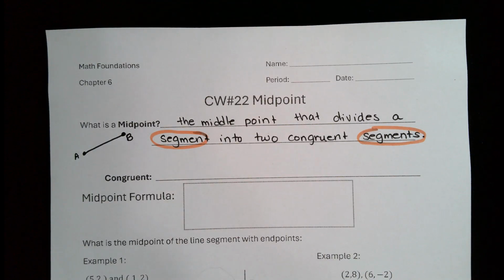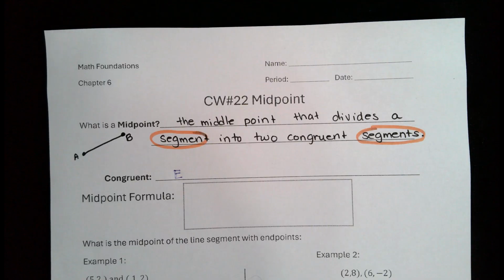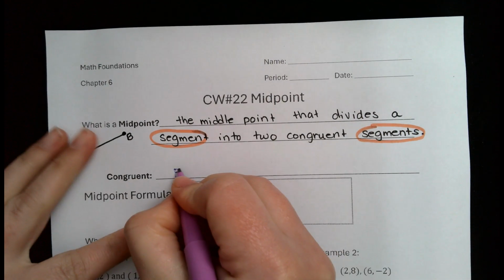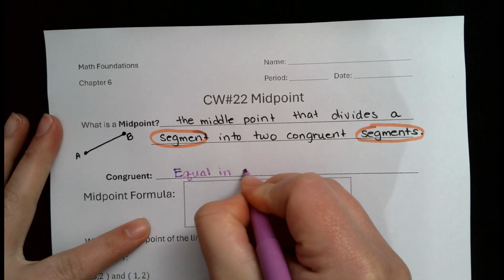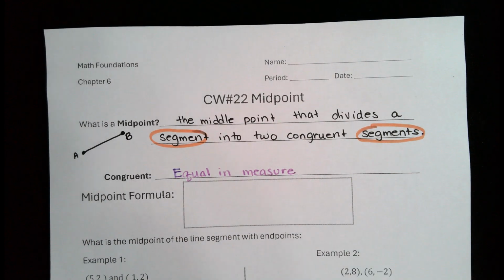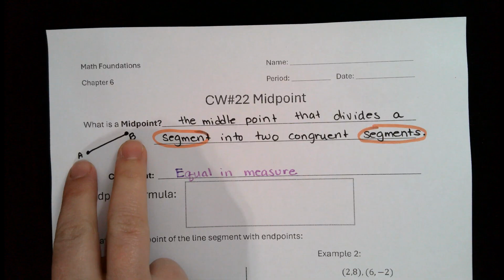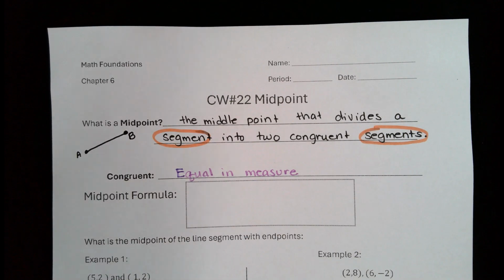Now, congruent means equal in measure. Let's see if this marker works. It does not. Let's try another one. So congruent means equal in measure. So let's read this again. What is a midpoint? The midpoint is the middle point that divides a segment, so a section here, into two congruent, equal in measure sections.